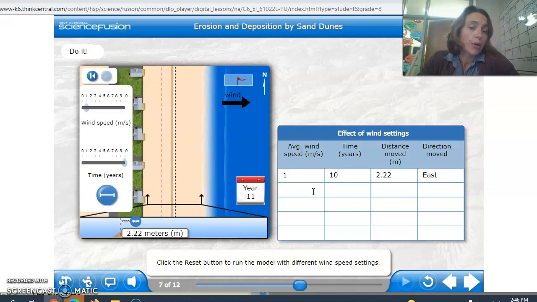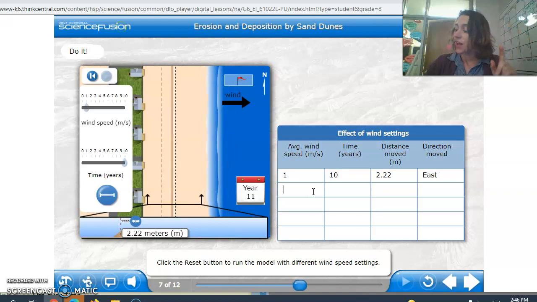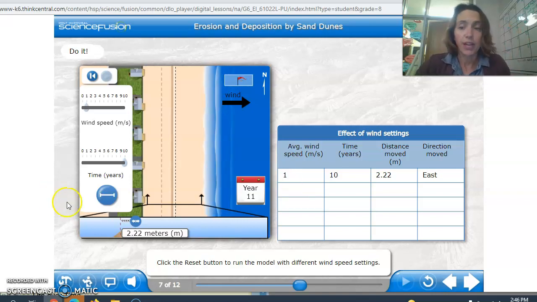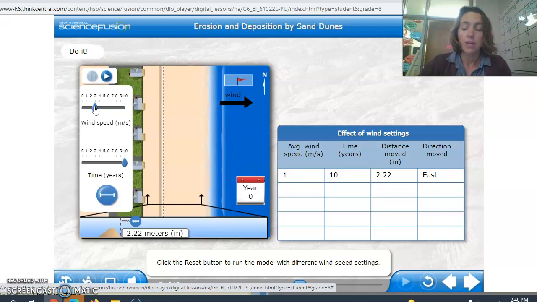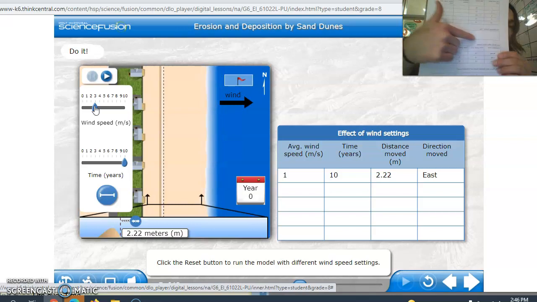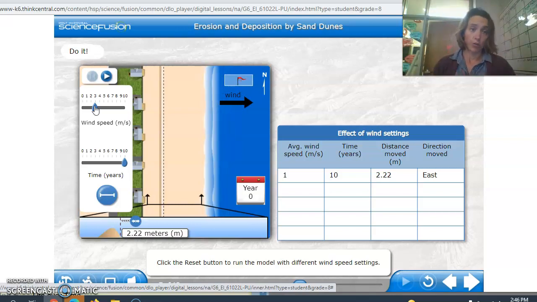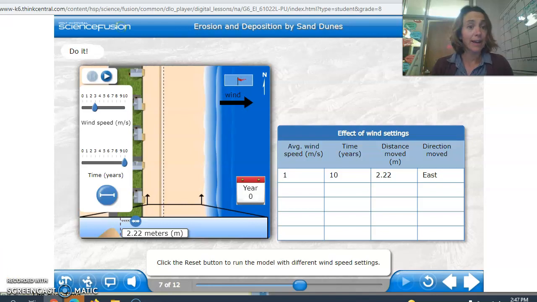Okay, you are going to repeat that for 3, 5, 7, and 10 meters per second for wind speed. I'm going to hit reset, and you'll repeat this process a few more times. And then you will, on your piece of paper, record your data and tell me what you learned. What happened? How did the wind speed affect erosion and deposition of the sand dunes based on your data? Time to science. Go ahead and give it a whirl. And then come back for the second experiment.